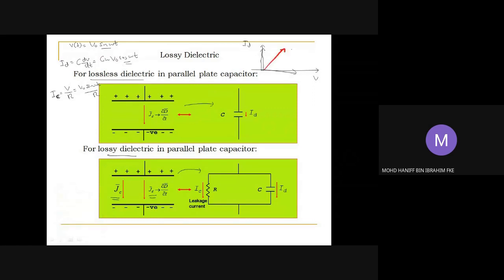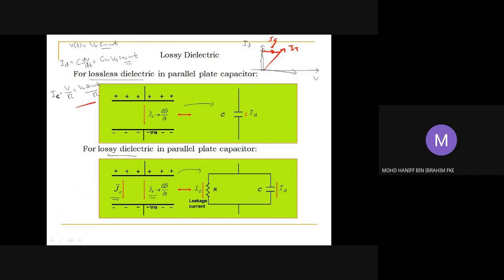So that should be the total current, which consists of the ID and the IC. Based on these equations, we can see that the IC in this particular case has the same phase as the voltage. So that should be your IC. The I total will be a combination of your displacement current ID and also the conduction current IC.